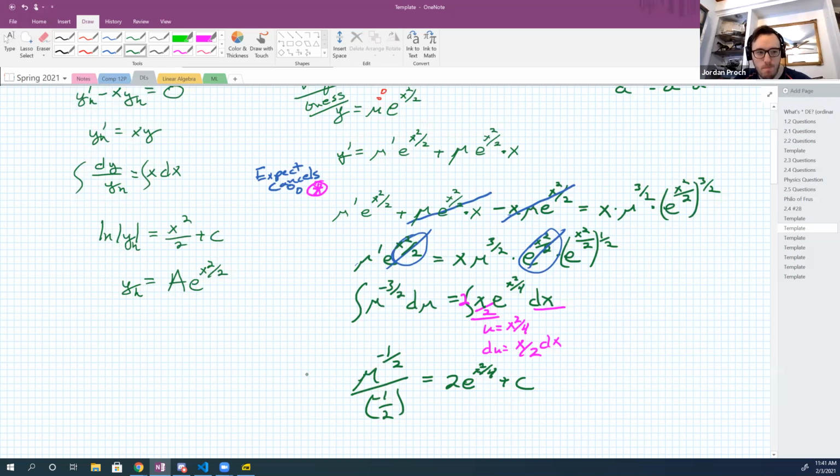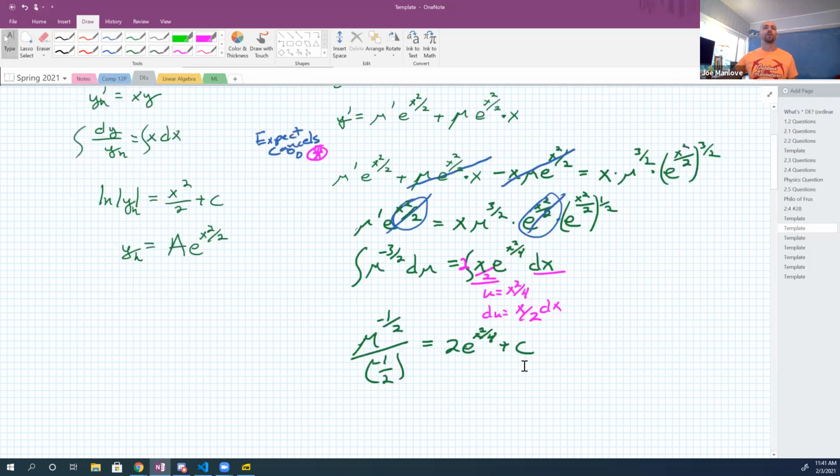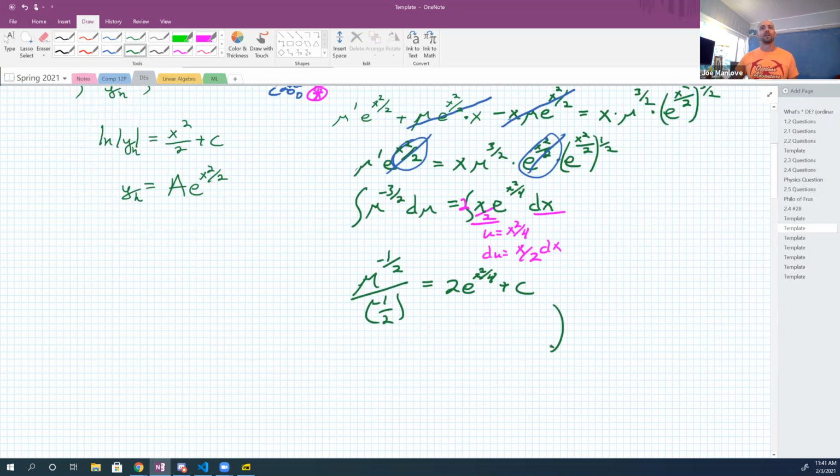Solve for mu. Yep, now I'm going to solve for mu, so I'm going to multiply through by minus a half. So I'm going to get mu to the minus 1/2 is, well, I think I got minus e to the x squared over 4 plus some constant. You guys with me on that? Okay, next up.